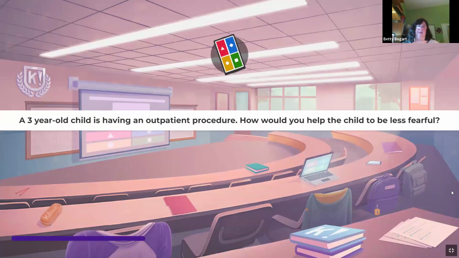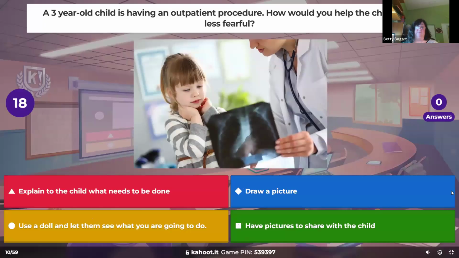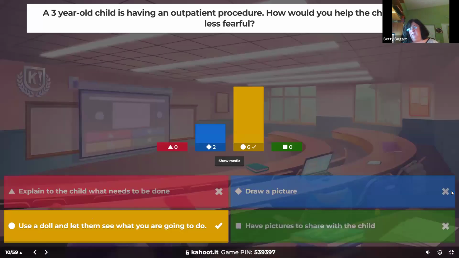A 3-year-old is having an outpatient procedure. How would you help the child to be less fearful? I mean, there are several questions regarding this because this is the most important thing about working with kids. You could be the best at anything, but unless this kid will sit there and let you do it, it doesn't matter. And kids will get up and run down the hall out of the building, and I've seen it before.